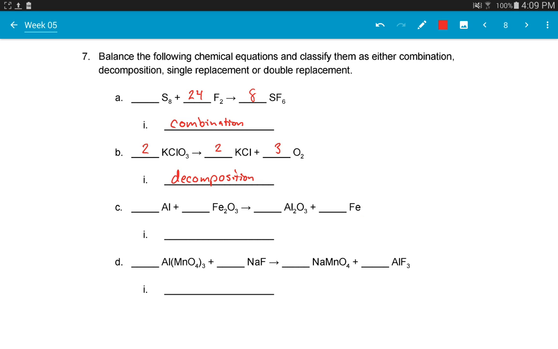So if we look at balancing it, we have 1 aluminum on the reactant side and 2 on the products. So we need to add a 2 in front of the aluminum. 2 irons on the reactants, only 1 on the products. So we need to add a 2 in front of the iron, and the oxygens of 3 and 3 are already balanced. This problem, where we take 1 pure element and a compound and react them to form a different compound and a different pure element, is a single replacement reaction.